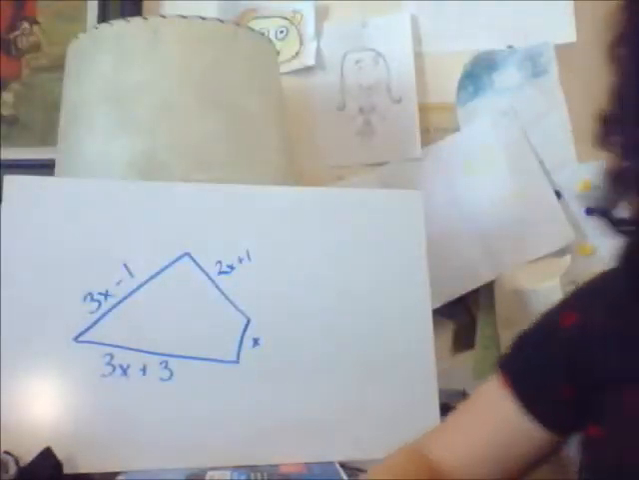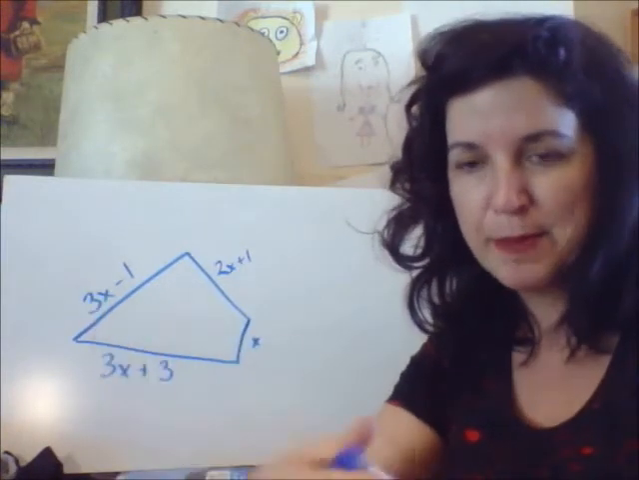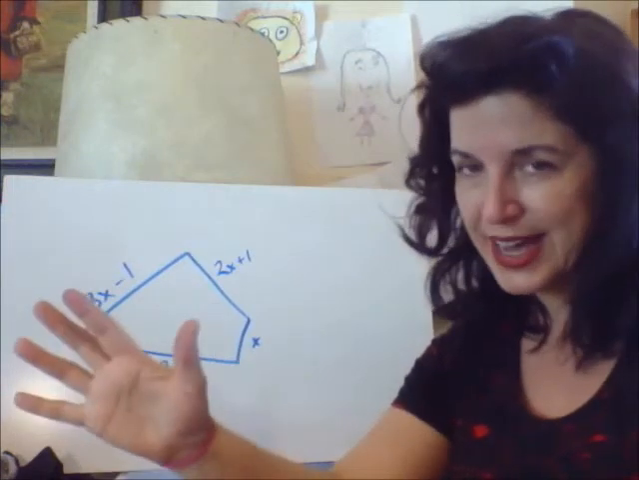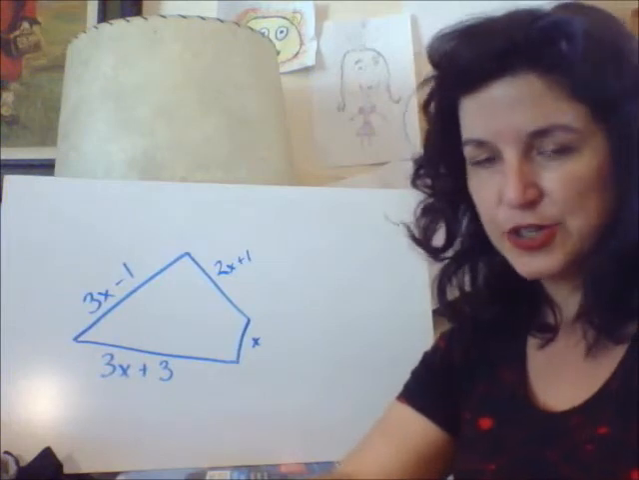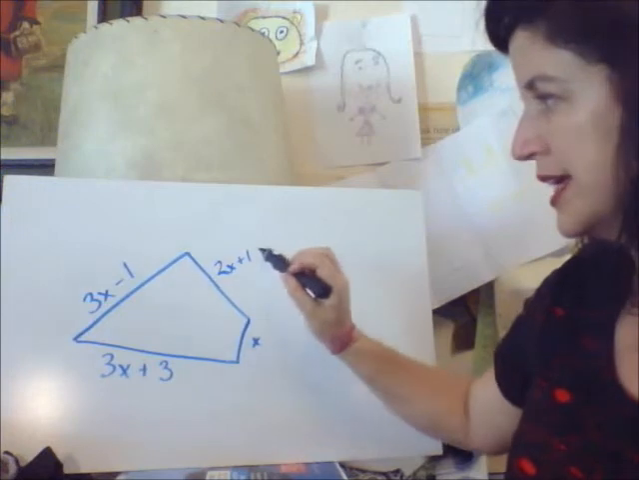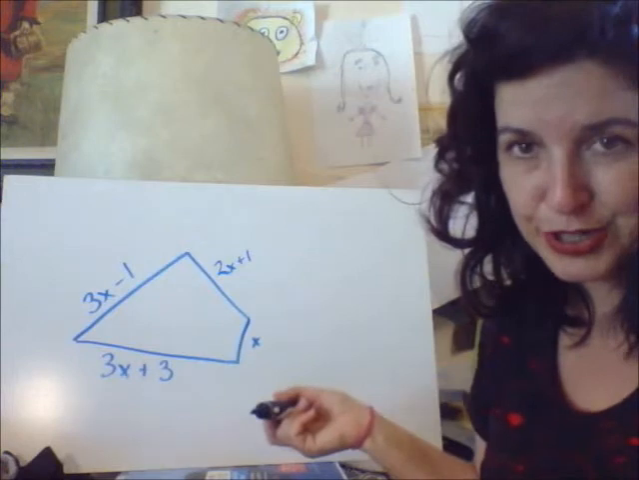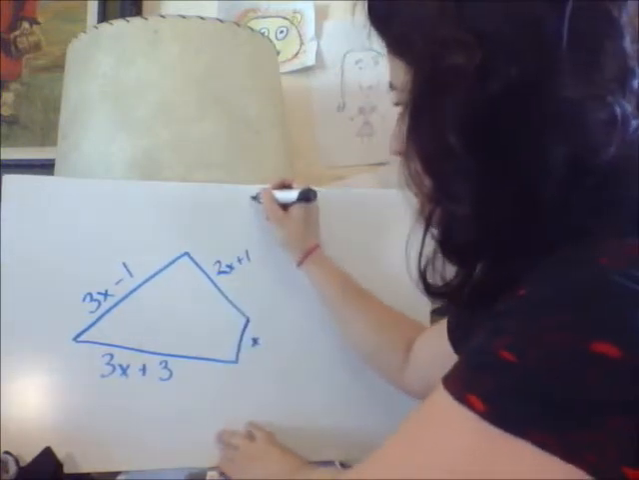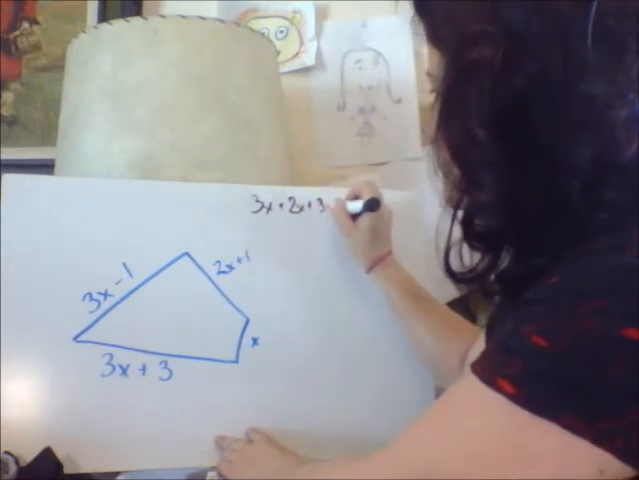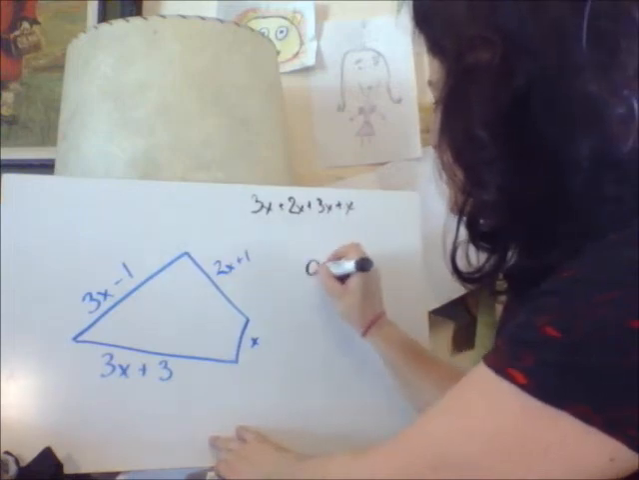Now, one of the exercises we did in class today involved looking at perimeter. You have to remember that for perimeter, you're adding all of the sides together. So we're still doing that, but this time the sides are written into a formula. So we've got x here, 2x plus 1 here, 3x minus 1 here, 3x plus 3 there. So let's combine all those terms together. Let's start with our x's. We've got a 3x plus 2x plus 3x plus x. So that's 6, 7, 8, 9 x's.